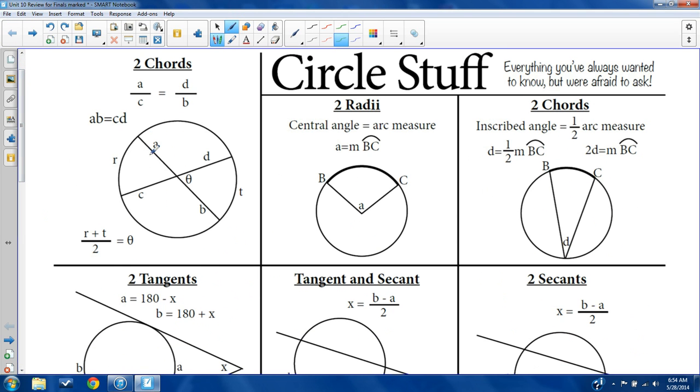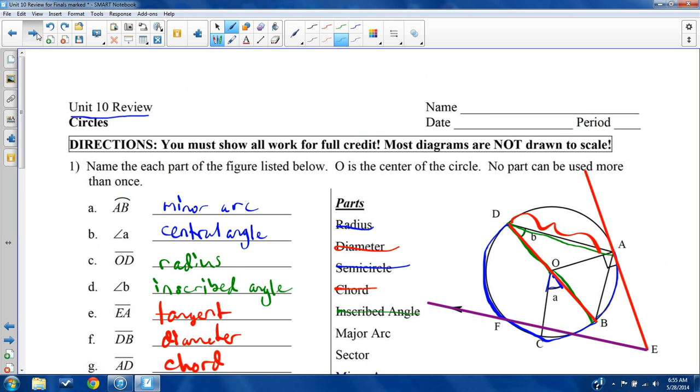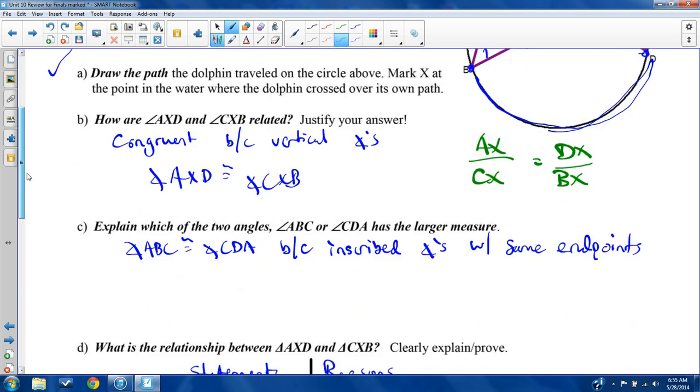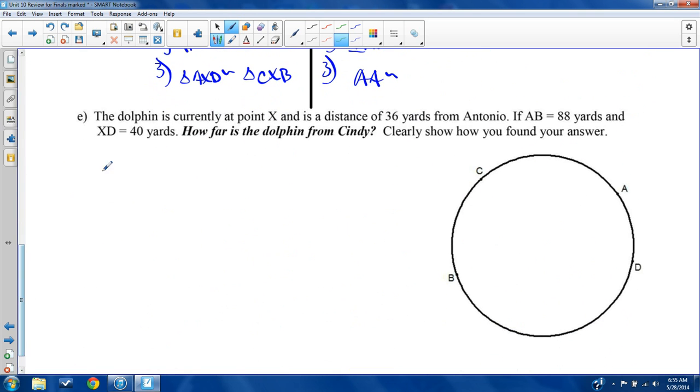When two segments intersect here, that cross multiplication: A times B equals C times D. So we're going to run into that right now. I set up the proportion that would give you that kind of thing, but that's what we're going to work with.